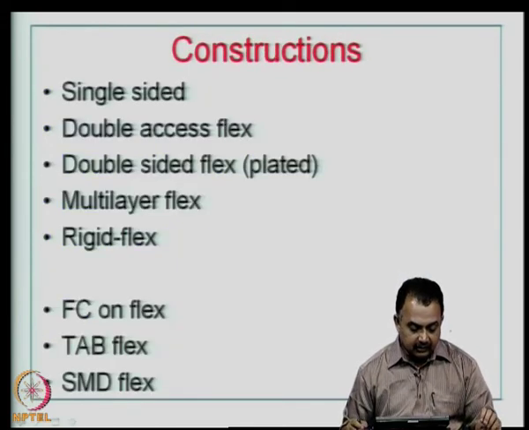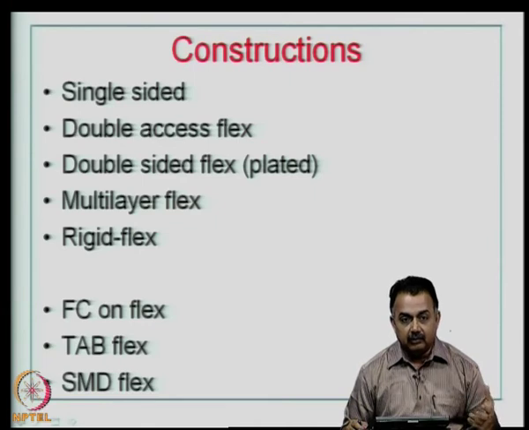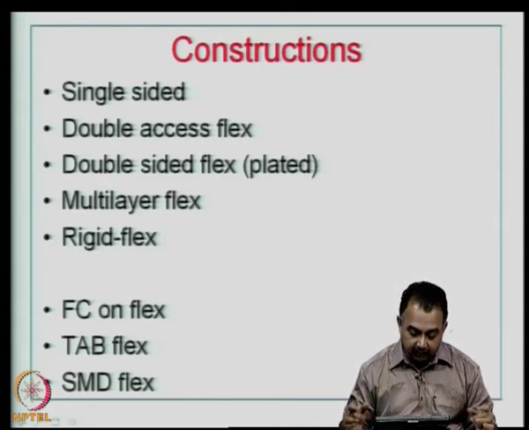So, the construction is you can have a single sided flex, double access flex, double sided flex plated using a through hole, multi-layer flex not very normal, but can be custom built, and then a rigid flex, a combination of a rigid end and a flex body.